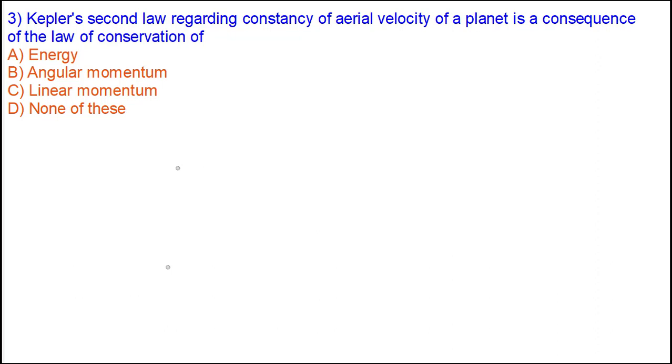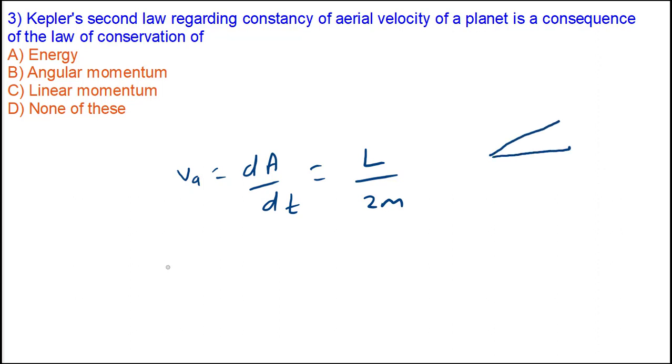Aerial velocity, if we denote it by VA, is given by dA upon dt, which is equal to L upon 2m. Now aerial velocity is what? We are finding the velocity with respect to the sector area. Suppose this is how it moves. So the velocity along this particular sector, dA upon dt, is the aerial velocity. So it is given by L upon 2m.